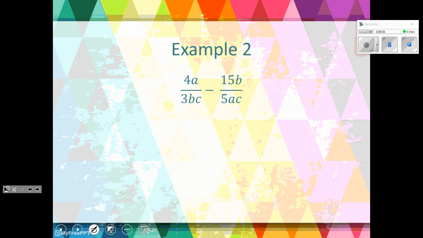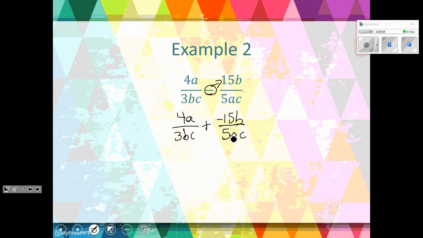Okay, I copy, change. What I'm going to do is copy this down, 3BC, and change it to addition. And all I'm going to do on step 1 is apply this negative to the 15B. Why would I do that? So you don't forget about it. So it will eliminate careless errors.